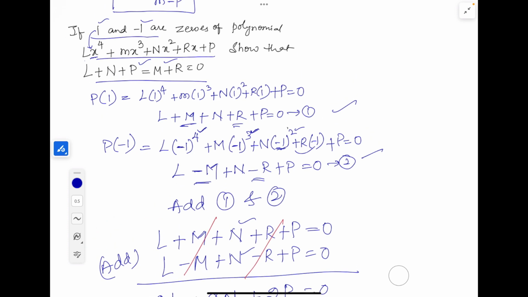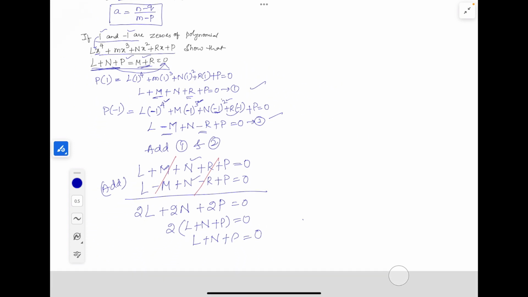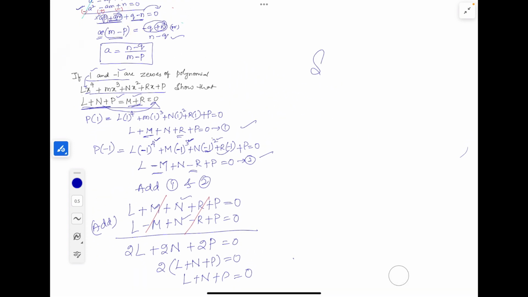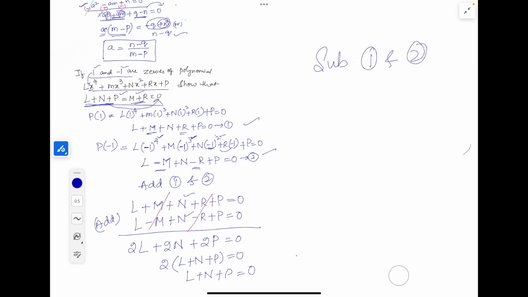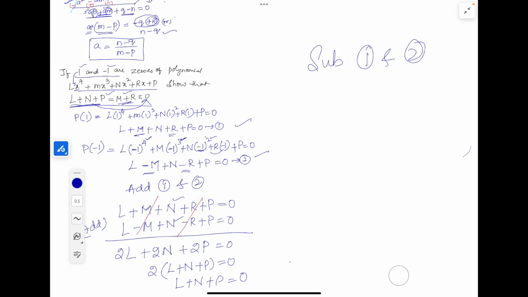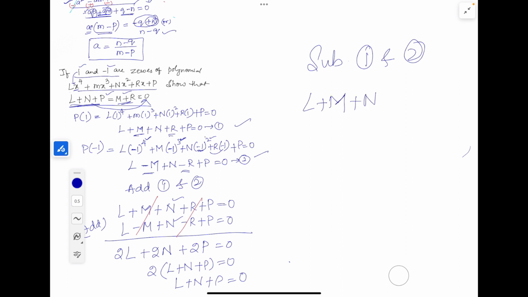They are asking us to show that L plus n plus p is equal to 0. Now m plus r will also be equal to 0. Now let us subtract. First we added, now let us subtract equations 1 and 2. What is equation 1? We have L plus m plus n plus r plus p is equal to 0. And what is equation 2? L minus m plus n minus r plus p is equal to 0.